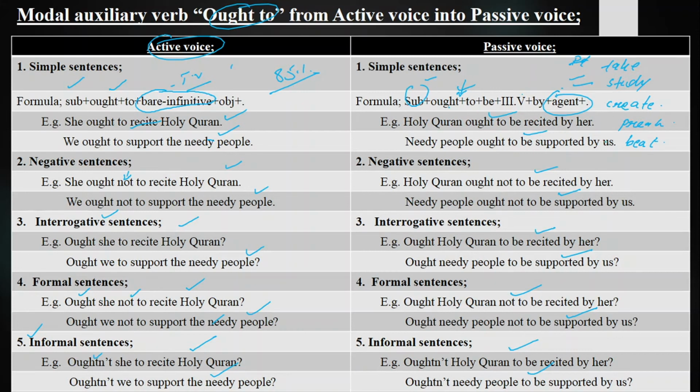Exercise ought to be taken by you. Exercise ought not to be taken by you. Ought exercise to be taken by you? Ought exercise not to be taken by you? Oughtn't exercise to be taken by you?